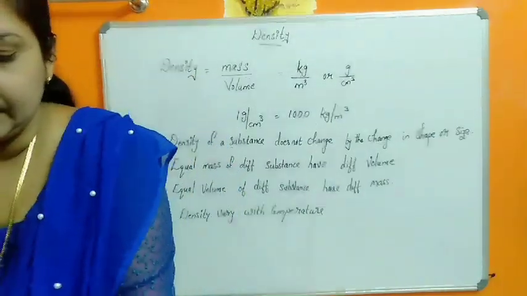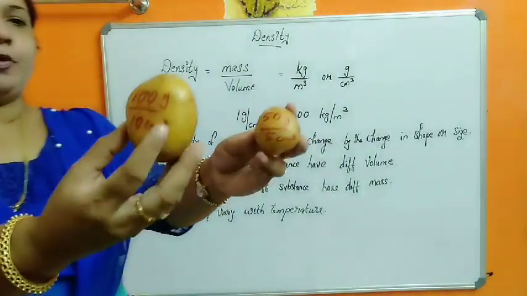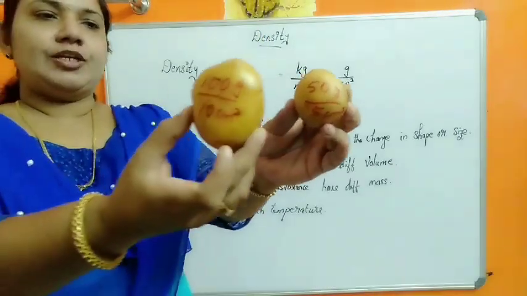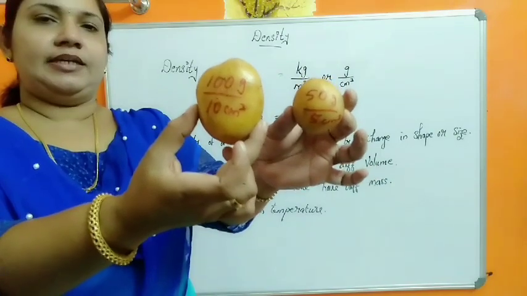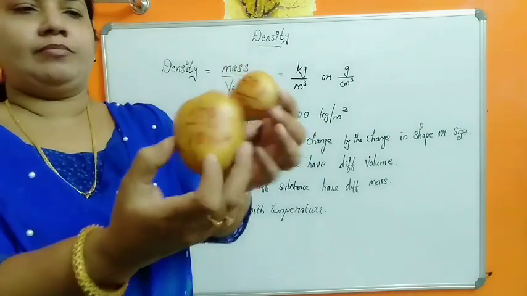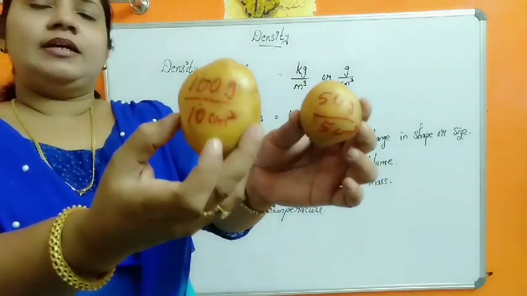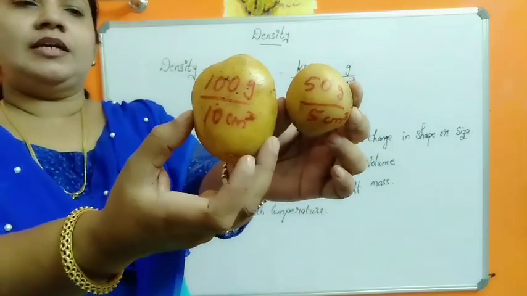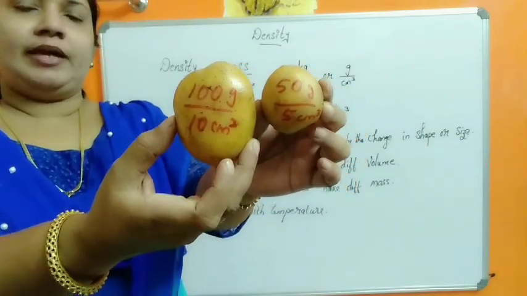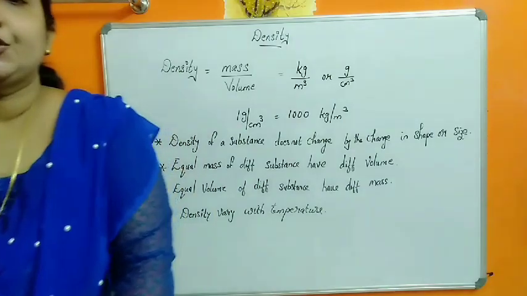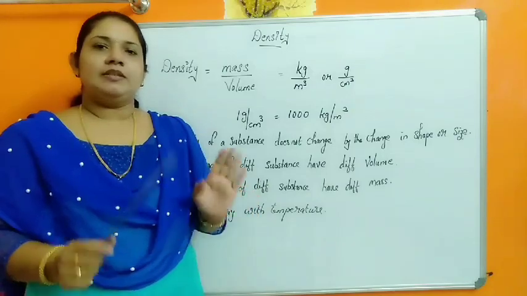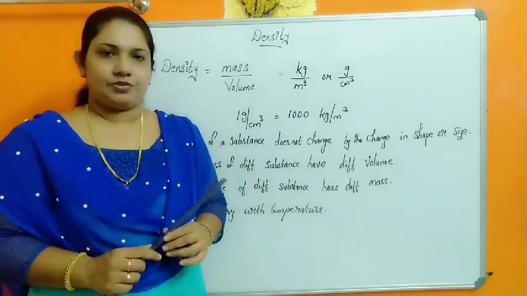The same way, I'll show you. Here you can see 2 potatoes in my hand. One is big in size, another is small in size. But still both the potatoes will have the same density. It depends on the material. So if you calculate mass by volume, we will get the same answer. When you divide, you will get the same answer, 10 gram per centimeter cube. That means density does not depend on shape or size of the material. If the shape or size changes, no problem. The density of that particular material remains constant.